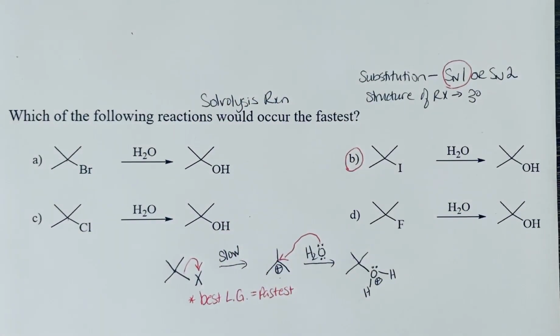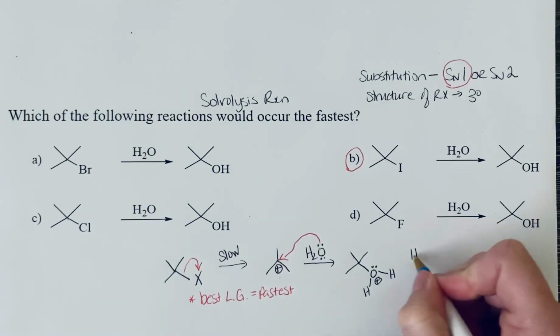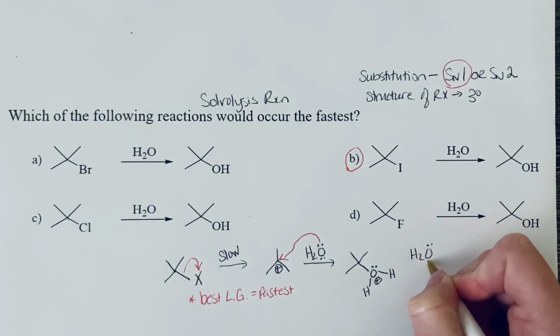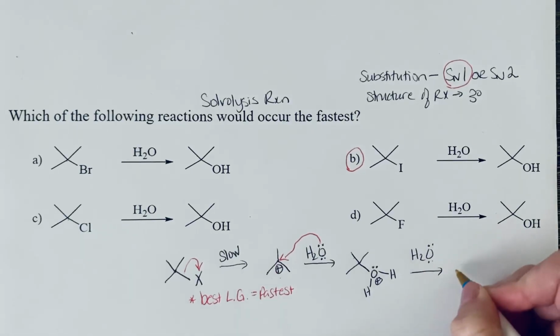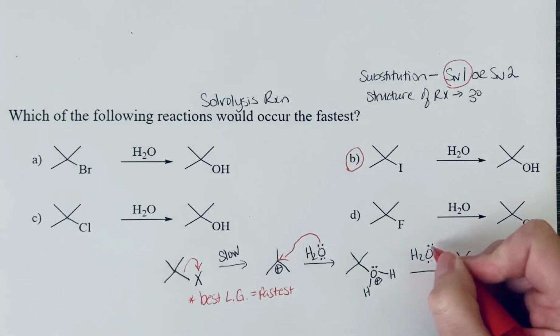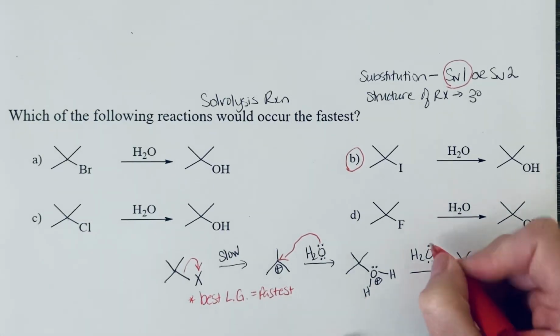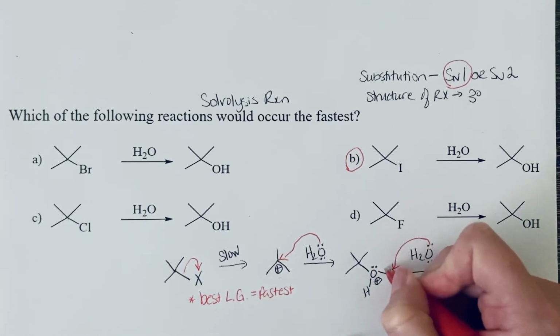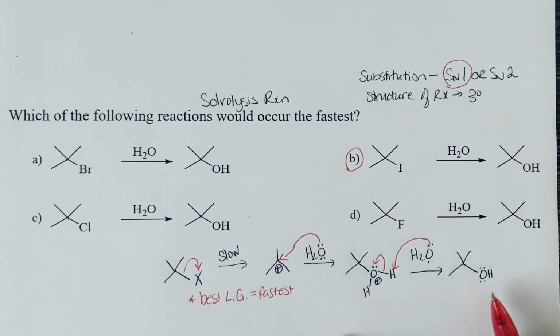And that means that we have plenty of water around, and so we can have another water molecule do the deprotonation step to get to that final alcohol. And so I just need 2 arrows here. I can remove either one of these 2 protons, they are equivalent, and deprotonate to get that alcohol.